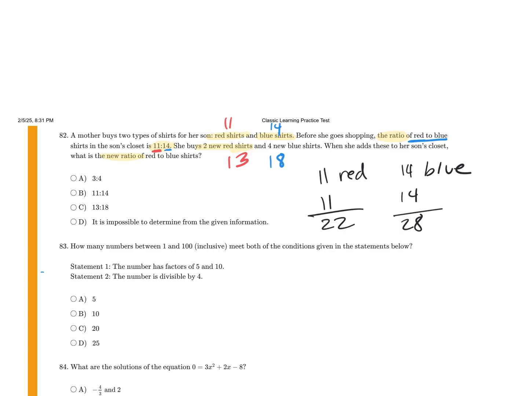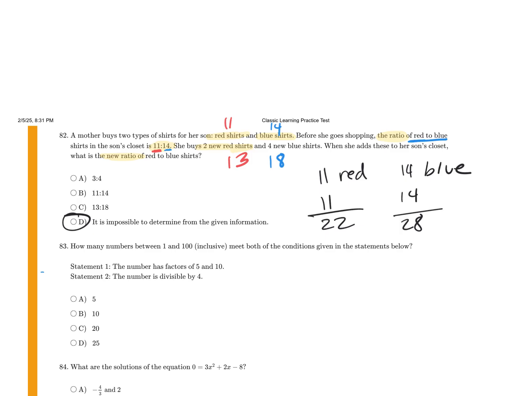So if I add 2 new red shirts and 4 new blue shirts, it doesn't change the ratio the way we think it's going to change the ratio. It's not like for every 13, now there's 18, because we only added 2 new and 4 new. So the answer here is it is impossible to determine from the given information. We would need to know how many total shirts there are.